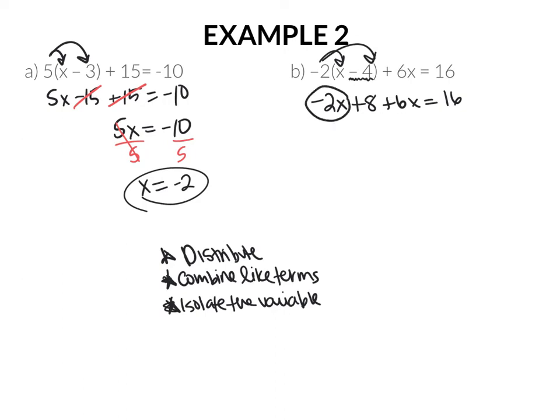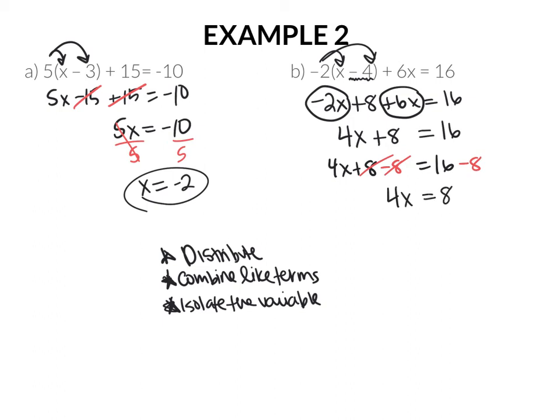I have a minus 2x and a plus 6x. That gives me 4x, and I bring down the plus 8, equaling 16. I continue isolating my variable by subtracting 8 on both sides, leaving me with just 4x and 8. I divide by 4, and x is equal to a positive 2. You'll notice that after you do the distributing and combining like terms, you're ending up with those two-step equations that you've already mastered and been practicing.